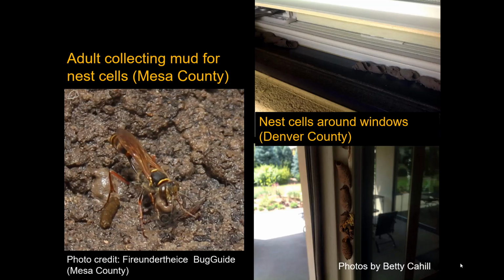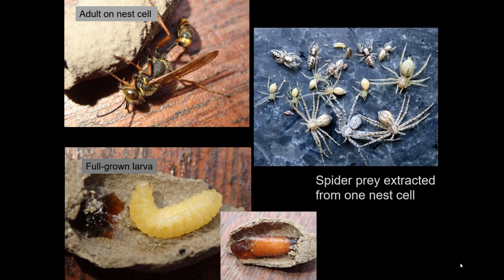They're just collecting mud from the ground, and there are some nest cells in the windows. And what they are feeding on are spiders. This one goes after certain kinds of hunting spiders, the running crab spiders or some of the jumping spiders, and they will fill that cell with those spiders, and then the young will feed on it and then make a little cocoon and transform to the adult stage.